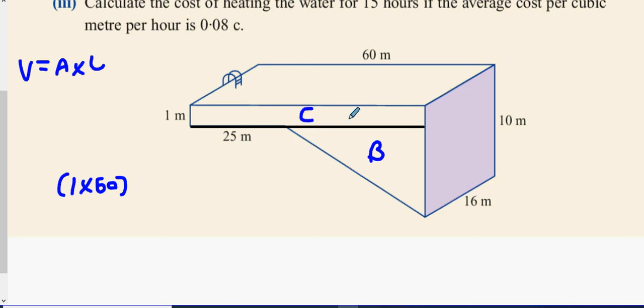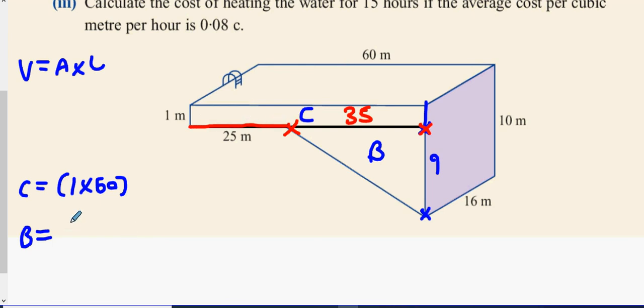So rectangle C and triangle B. Is that okay? So the size of C is 1 by 60. What's the size of B? So what's the height from here to here? I'm going to say 9. How do I know it's 9? Because there's 1 there, and 1 disappears off to 10 to make it 9. Okay, what distance is it from here to here? 35, because it's 25 take away 60, take away 35.